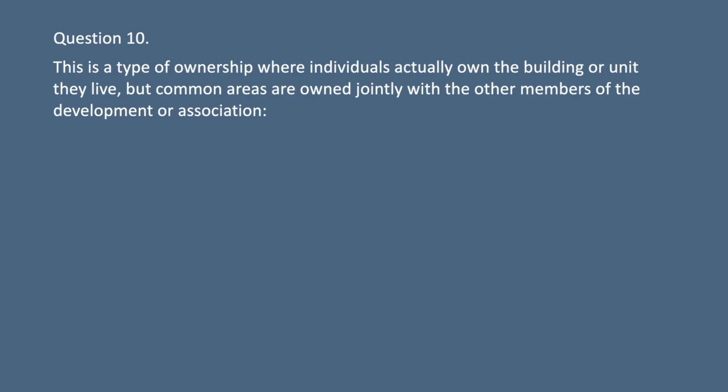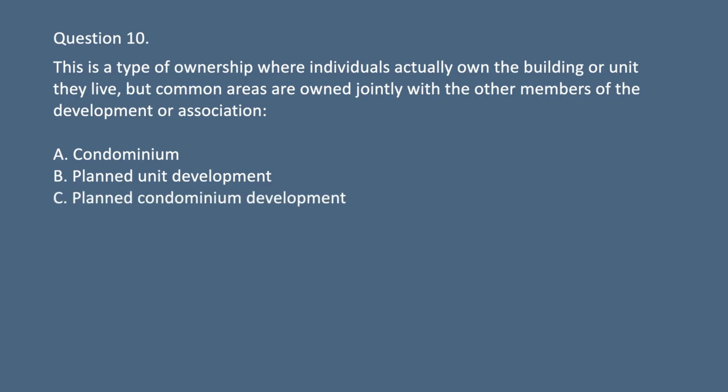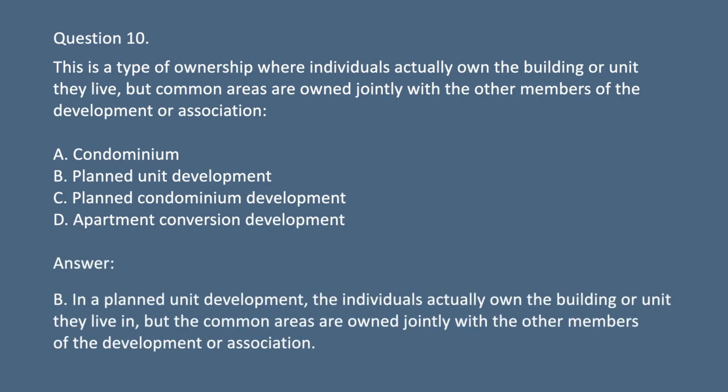Question 10. This is a type of ownership where individuals actually own the building or unit they live in, but common areas are owned jointly with the other members of the development or association. A. Condominium. B. Planned unit development. C. Planned condominium development. D. Apartment conversion development. Answer B. In a planned unit development, the individuals actually own the building or unit they live in, but the common areas are owned jointly with the other members of the development or association.